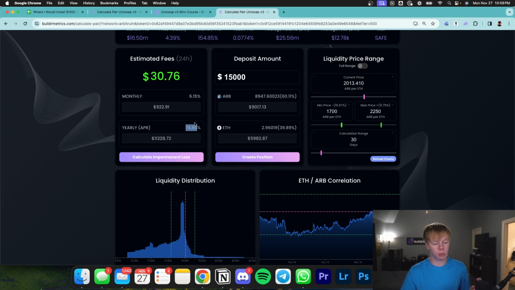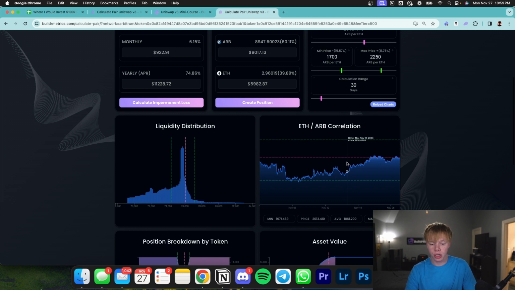But for now, the returns are roughly a 75% APR, which means off of $15,000, you're coming in at roughly $30 per day, roughly $11,000 per year. Another thing to note is this allows for pretty much equal exposure of Ethereum and ARB, essentially meaning that they're relatively correlated. They're not going to see major swings where Ethereum outperforms ARB or ARB outperforms Ethereum. At least this range is not factoring that in.